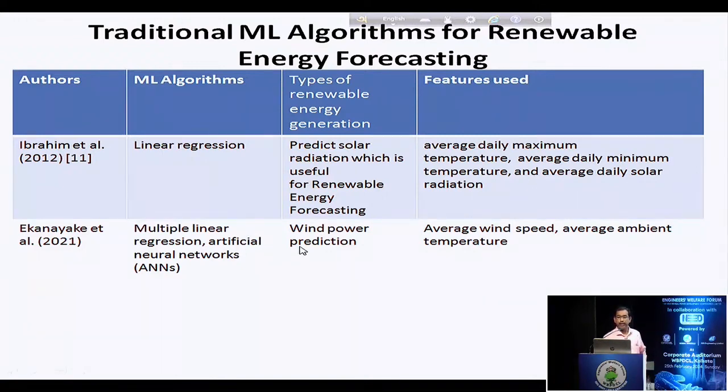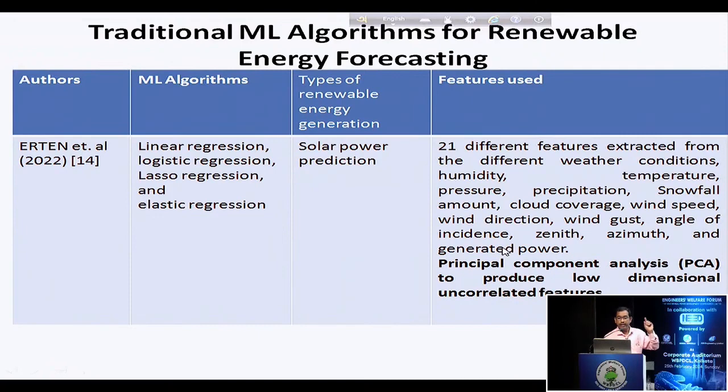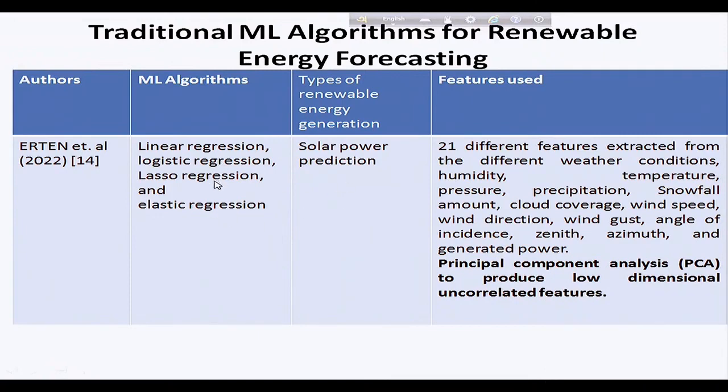Another work you see is wind power prediction, done in 2021. They used the average wind speed and average ambient temperature as features. Now, this is a very interesting one. They compared many machine learning algorithms: linear regression, logistic regression, lasso regression, and elastic regression models. But the 21 different features they extracted from different weather conditions were humidity, temperature, precipitation, snowfall amount, cloud coverage, wind speed, wind direction, wind gust, angle of incidence, and others.